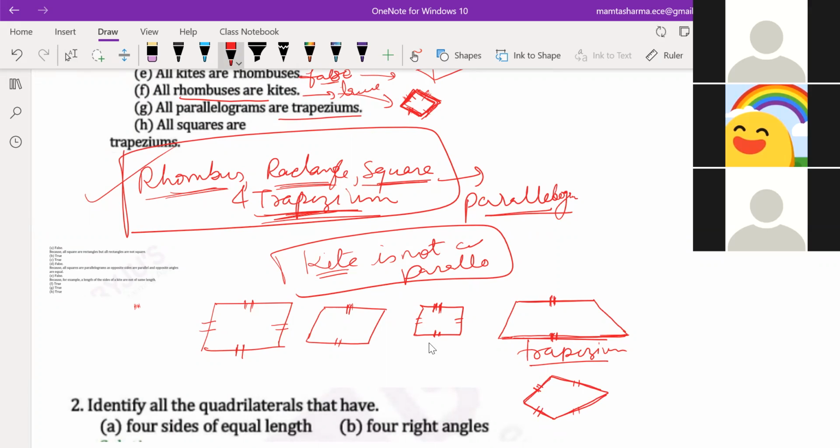Rhombus, you can draw. Rhombus is a trapezium, yes. Yes, ma'am, but rhombus is also a kite, right? Ma'am, but kite is... Yes, rhombus is a trapezium because it has two parallel sides. In a rhombus, both pairs of sides are parallel. But ma'am, a kite is also a rhombus, right? Yes. So why is a kite not a trapezium?